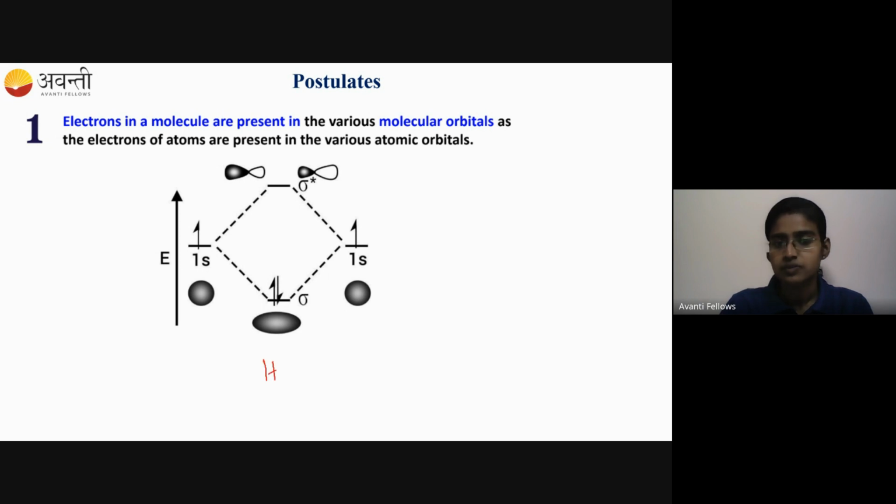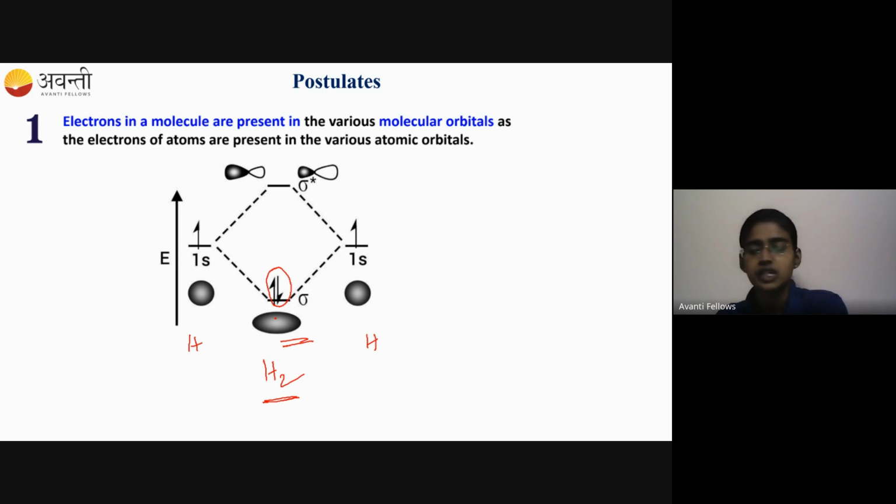This is the hydrogen molecule, and here are the atomic orbitals of hydrogen. So I have 2 hydrogen, and the atomic number of hydrogen is 1. The electron will be there in the 1s orbital, and like the electron is present in the 1s atomic orbital, it is also located in the molecular orbital. So that is postulate number 1. Electrons in a molecule are present in the various molecular orbitals, like they are present in the various atomic orbitals. Got it? Now coming to the second postulate.